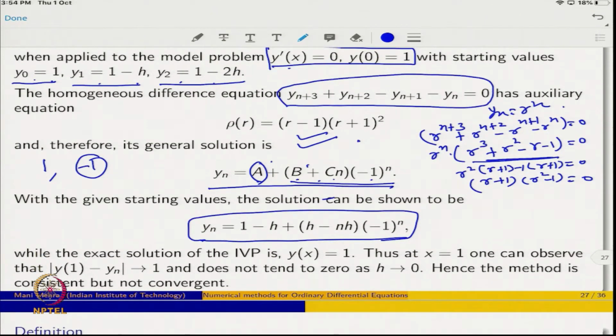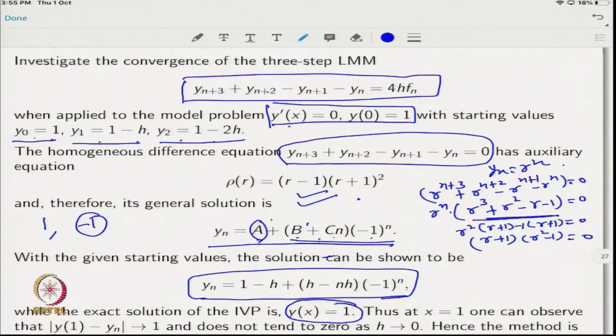So again, the exact solution of the initial value problem is this. Therefore, at x equal to 1, we can observe that y(1) minus y_n does not tend to 0 as h tends to 0, because if you subtract this from 1, the other terms go to 0 but one term does not. Hence, the method is consistent but not convergent.